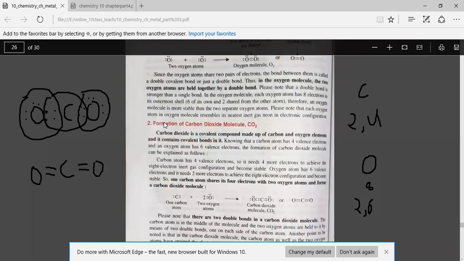So write this heading: the formation of carbon dioxide molecule. This carbon dioxide is a covalent compound made up of carbon and oxygen elements. And then write this.